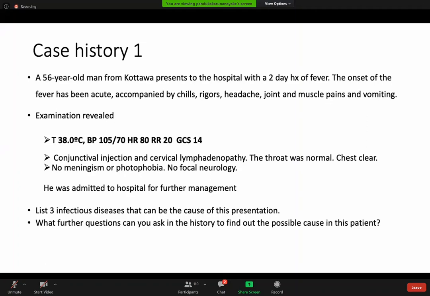What further questions can you ask in the history to find out the possible cause of this patient's illness? Now, we have a differential diagnosis. We are talking about dengue, leptospirosis, rubella and measles, typhus, and maybe Epstein-Barr virus causing glandular fever. So, a fairly good differential diagnosis at this stage. Can you think of any questions you would like to ask for each of these conditions which might give a clue? Something relating to, for example, exposure. So think of a question to ask, and write the question you are going to ask and which condition you are thinking about in your answer.